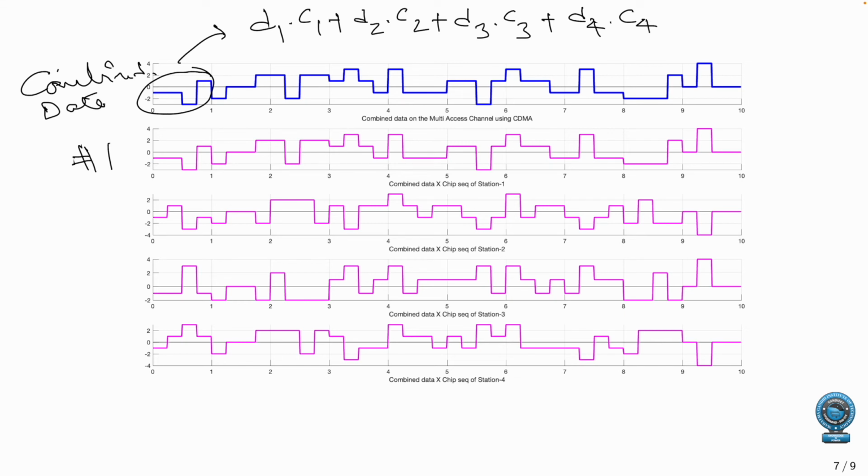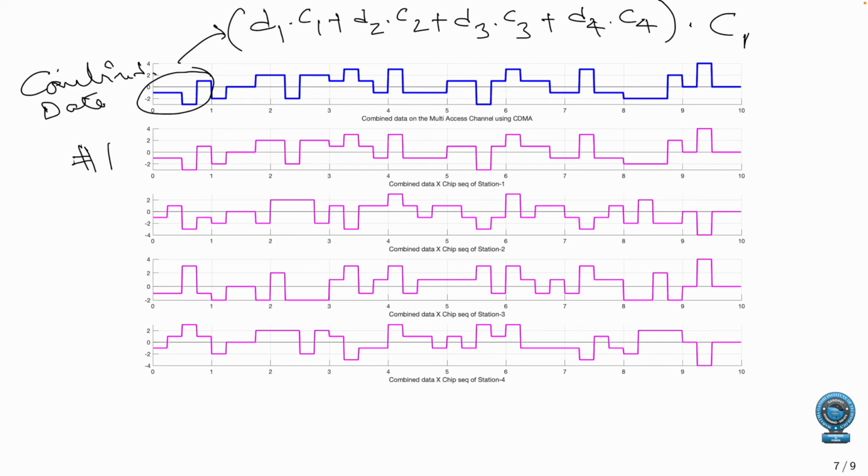Now what this receiver does is, if he wants to extract just the data corresponding to station 1, he takes this combined data and multiplies it with the code of C1, or he does a dot product of the combined data with the code of C1. So basically we can see here that this waveform corresponds to the combined data times the chip sequence of station 1. When he does that, this is the waveform we will get. We are not doing a dot product here, it's just the multiplication. We will do the dot product in the next step.